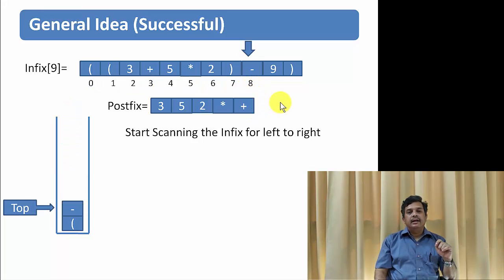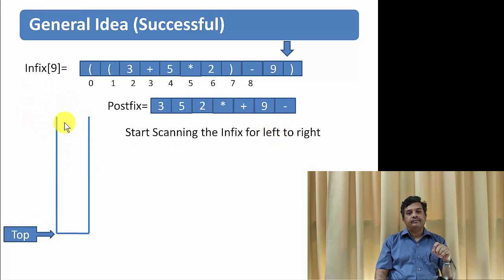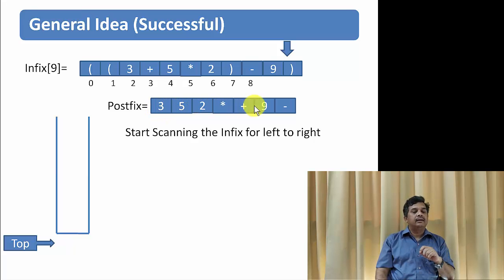The next character is a numeric value 9. I have to write it onto the postfix expression. And the next character scanned is a right parenthesis. For that, I have to pop from the top of the stack and write in the postfix expression until the left parenthesis appears. Now you can see we reached the last character of the infix expression and top of the stack is now pointing to -1, indicating that the stack is also empty. So you can get the required postfix expression as 352 star plus 9 and minus.